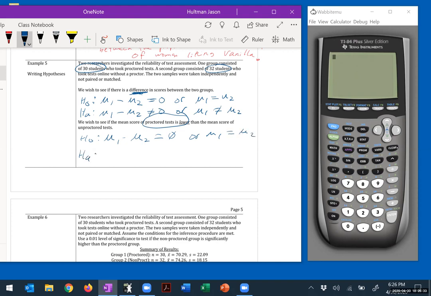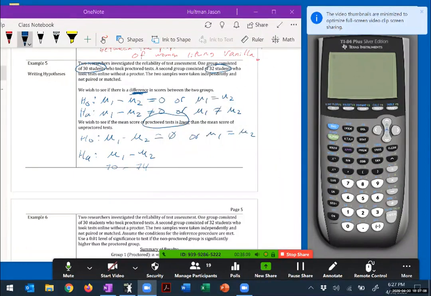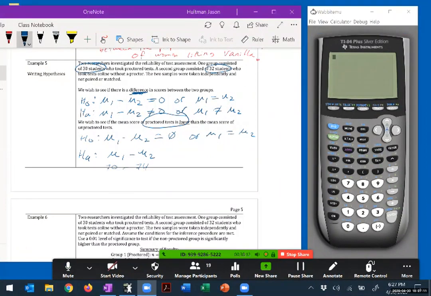Okay, what about if it's lower? Well, mu1 minus mu2 would be what? We have to think about this. Maybe it's easier to think of it in terms of numbers. If this is 70 and this is 74, what would happen if I subtracted a big number from a small number? Wouldn't I get a negative number? Yes, thank you, Daniel. It would be negative. You're absolutely correct.